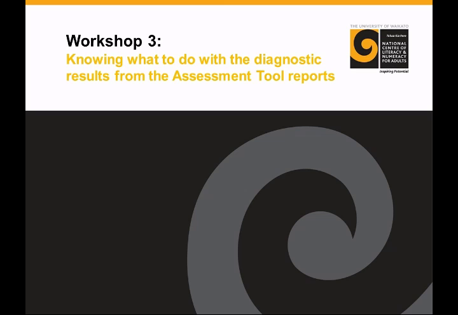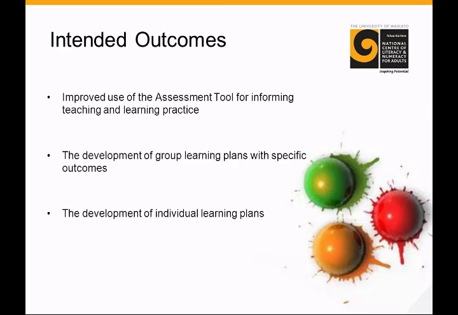in Workshop 3. I'm going to talk through each of the 3 learning outcomes that were part of the course, and if you'd like more information on any of these, please contact the National Centre and I'll have their website up at the end of this presentation. The intended outcomes were to improve the use of the assessment tool for informing teaching and learning, developing group learning plans with specific outcomes, and developing individual learning plans.